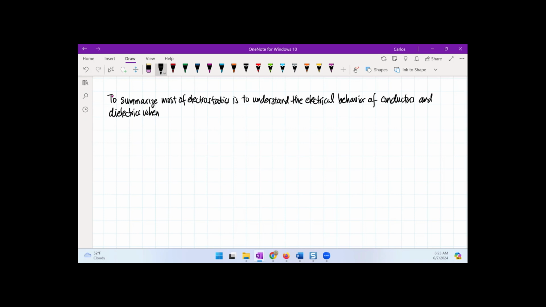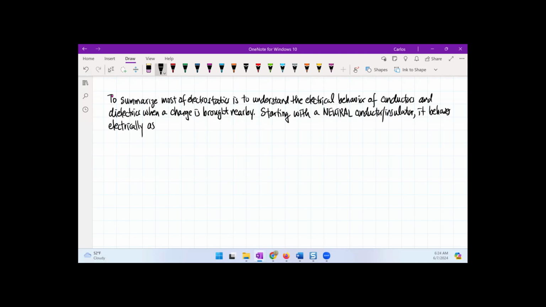When a charge is brought nearby, starting with a neutral conductor slash insulator, it behaves electrically as follows.